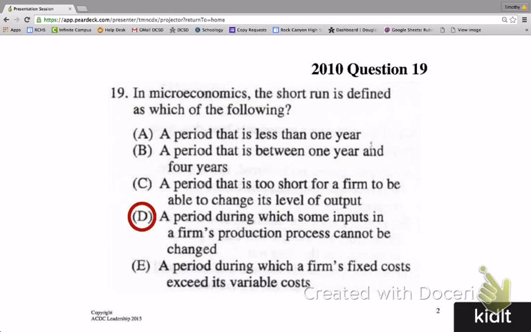Here's a question from the 2010 AP Microeconomics exam, question 19. I wouldn't expect you to be able to answer it yet, but it gives you an idea of what type of question might be asked on the exam. And so if you would like to, you can pause the video right now and read through this question and see what the answer is.